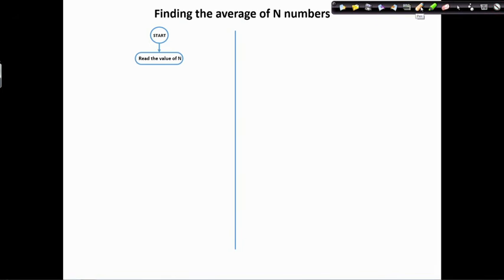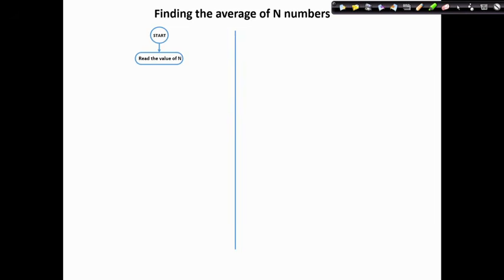Now, if I say this value of n, when I read, what is this n? This n is telling me how many numbers I will be considering for finding the average. Is it 100, is it 1000, is it 10, whatever. That is n. So, I am reading the value of n. Okay.